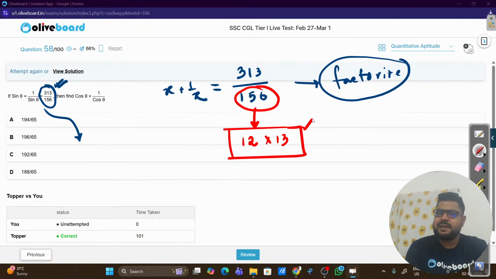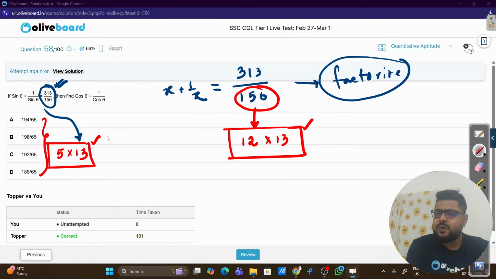Please understand. Similarly, if you look at one of the options, this is 5 into 13, sir. And you see 5, 12, and 13, they are Pythagorean triplets. It has to be, because sine, cos, tan, meaning there is a right angle triangle going on. Please understand, take this idea.